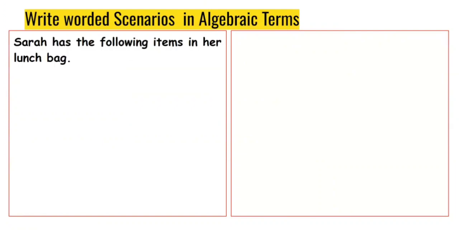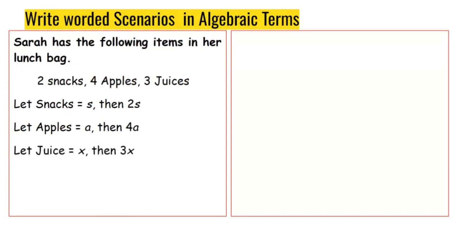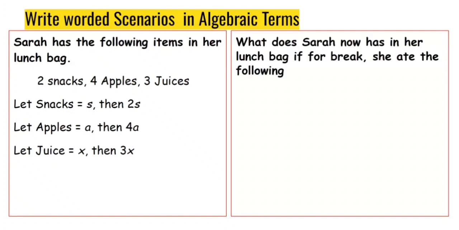Let's look at a worded scenario. Sarah has the following items in her lunch bag. She has 2 snacks, 4 apples, and 3 juice. If we define our variables, let snack equal s, then she has 2s. Apples equal a, so 4a, and juice equal x, so 3x. What does Sarah now have in her lunch bag?